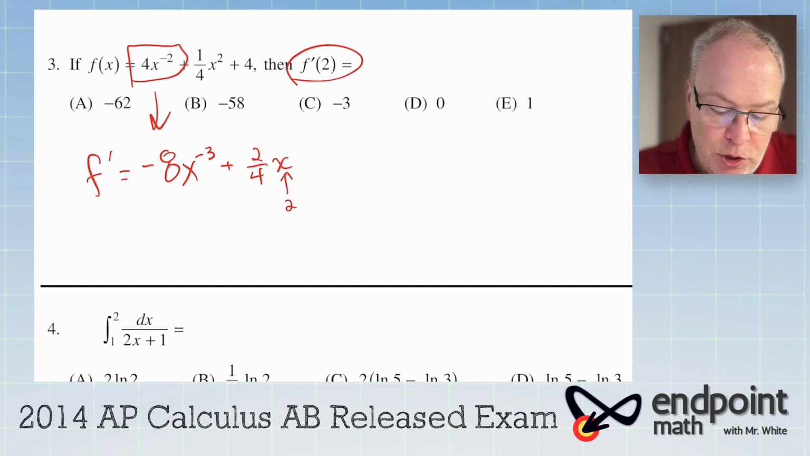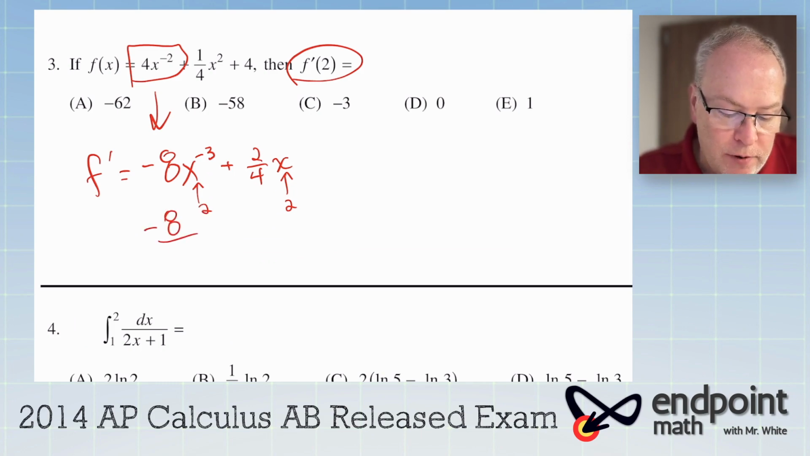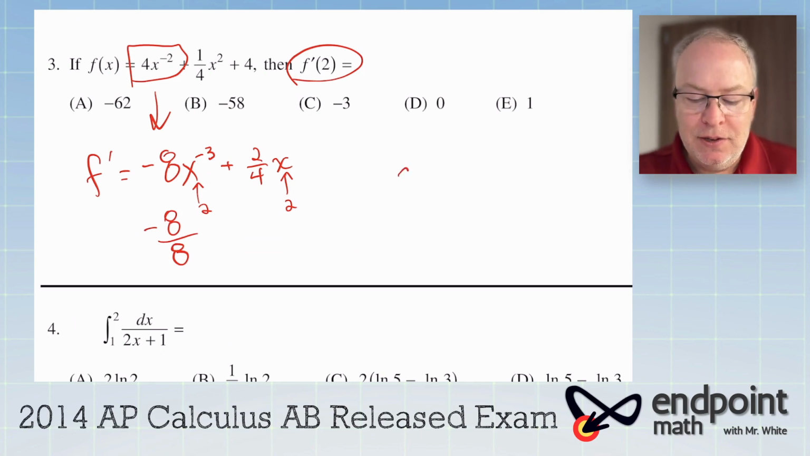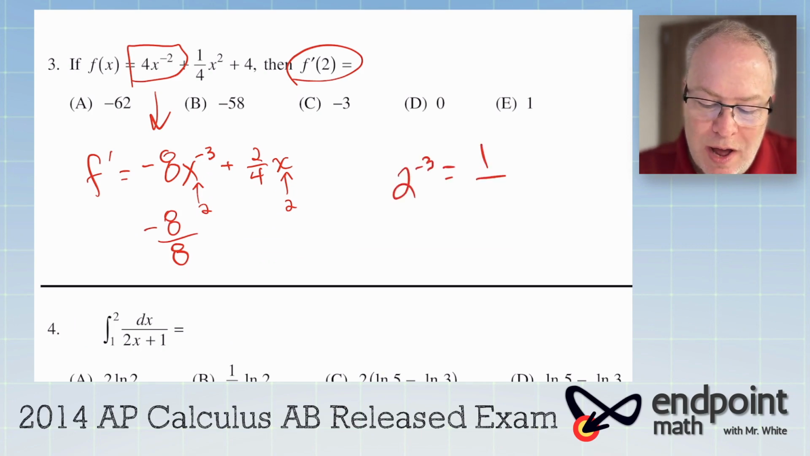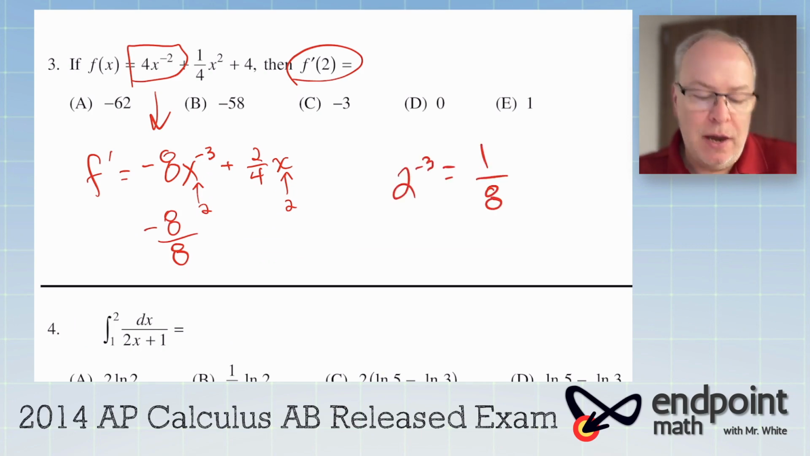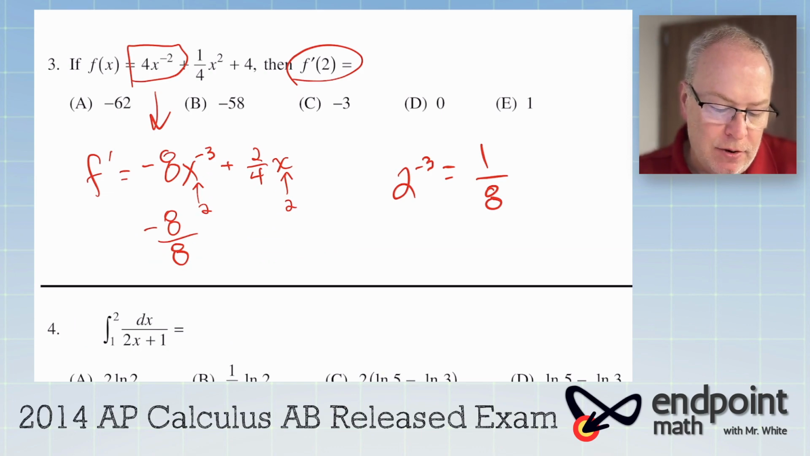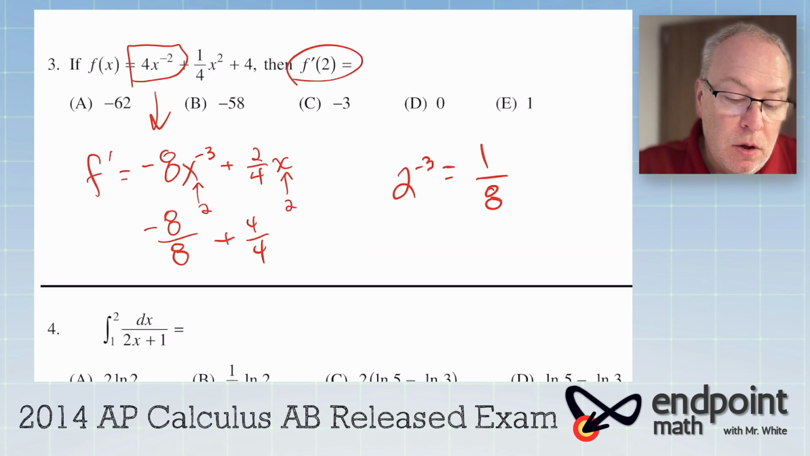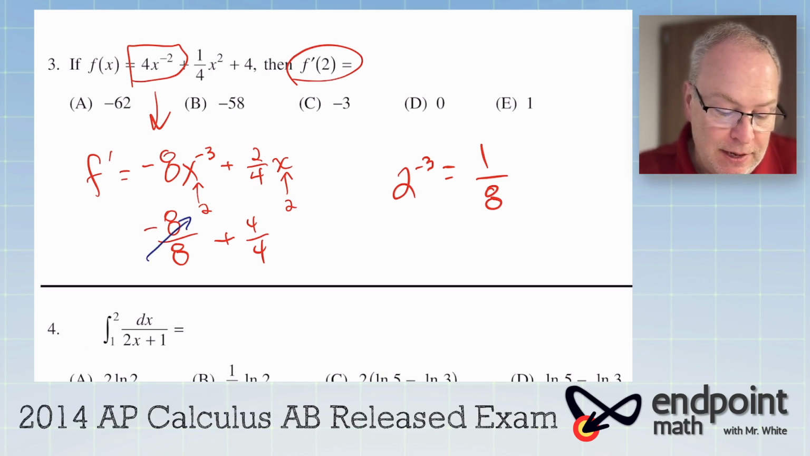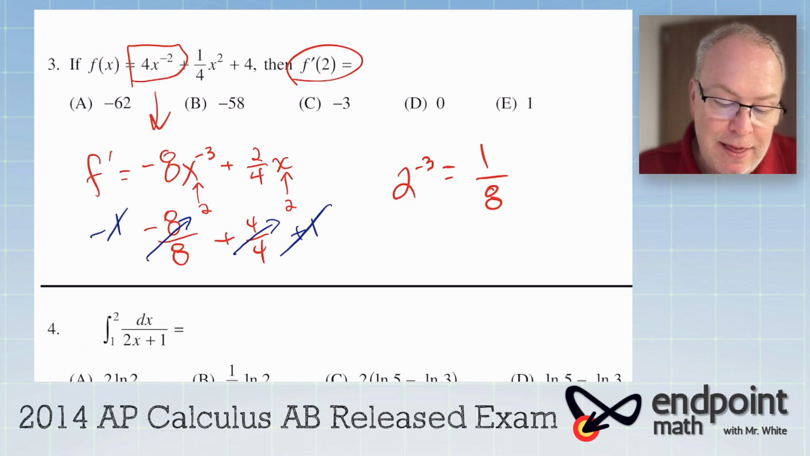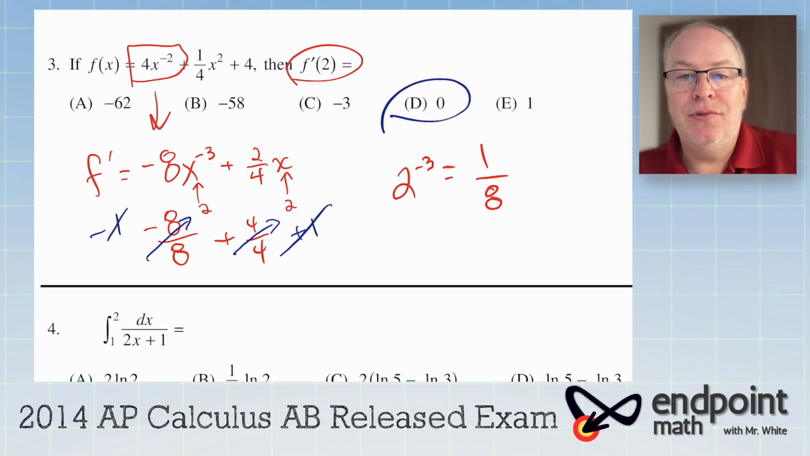So if I plug 2 in here and plug 2 in here, I end up getting negative 8 over 8. Why? Because 2 to the negative third is 1/8. So I end up getting an 8 in the denominator here, plus 4 over 4. What do you see? This is negative 1. This is positive 1. They add up to 0. The answer is 0. Hopefully you followed my logic there.